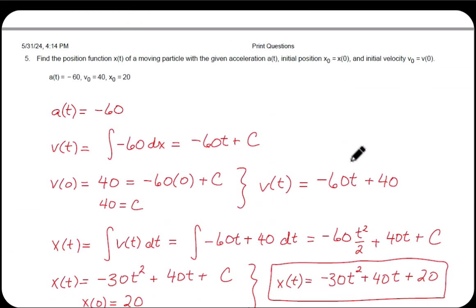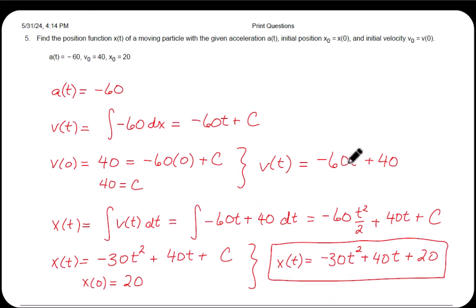All right, in question 5, we are looking at the position for a particle moving with acceleration t. It has an initial position of x0, which is 20. It has an initial velocity, v0 is 40. And they're telling me that the initial acceleration is minus 60.